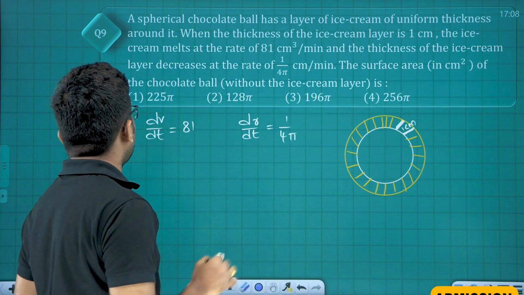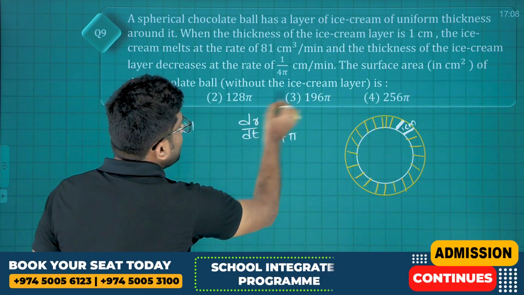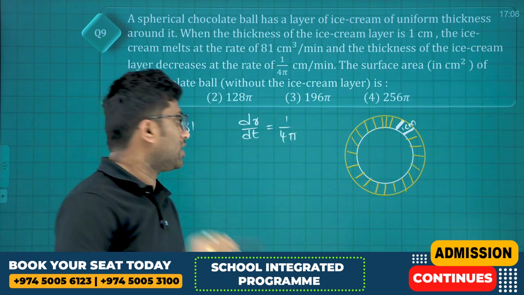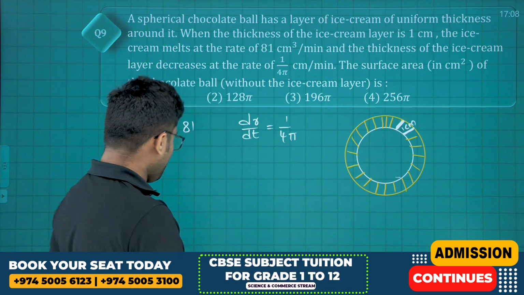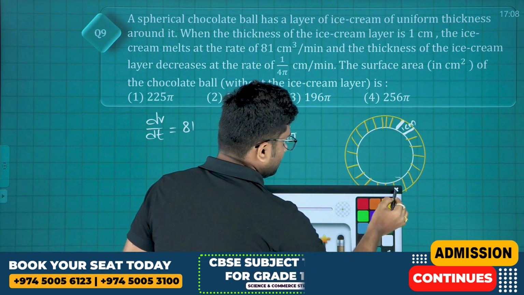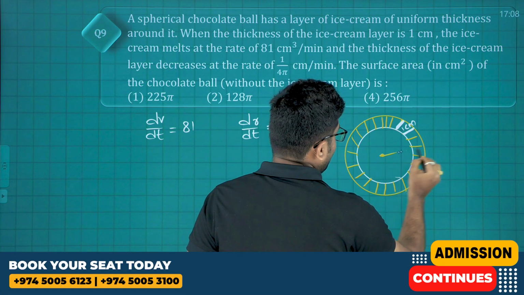The surface area of the chocolate ball without the ice cream layer, meaning only this white region. For the white area we have to find the surface area. First we'll find R. Let's take the total radius as R.